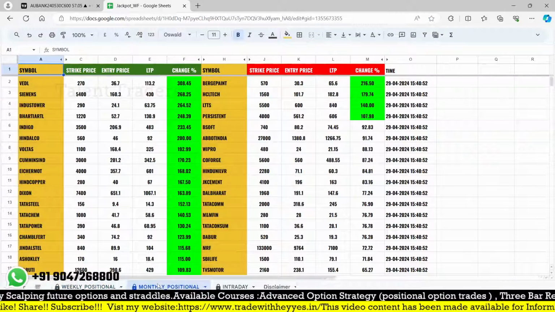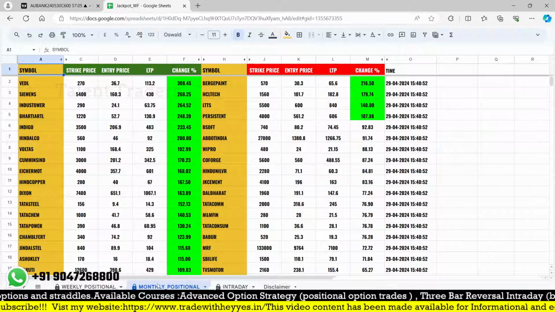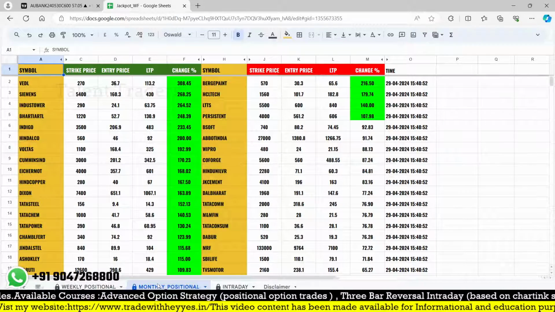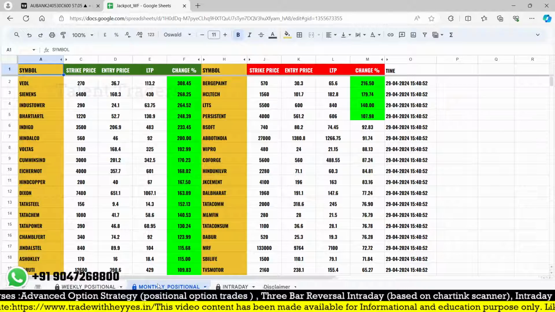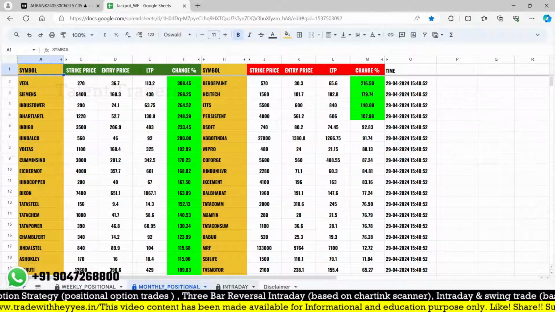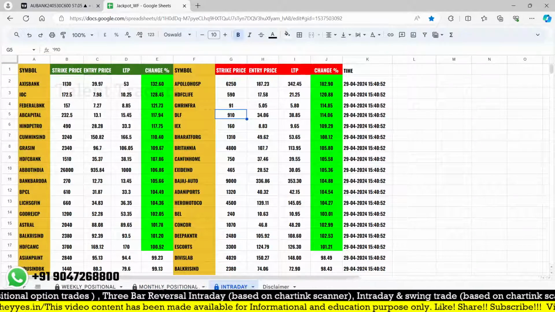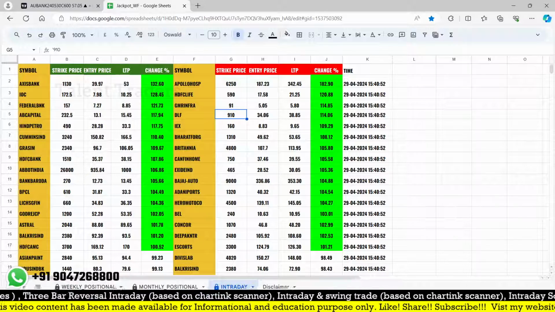Weekly and monthly work based on our advanced option strategy concepts, a positional course where we are doing positional option strategy, and intraday is about Camarilla R4 breakout. I hope you understood.